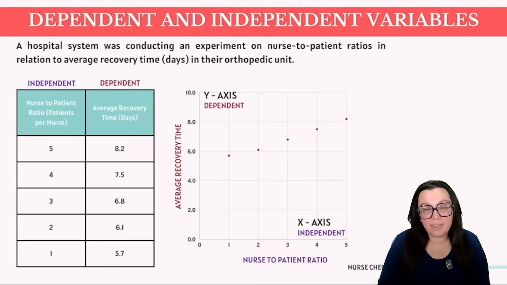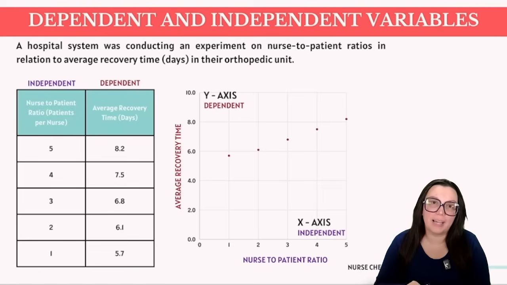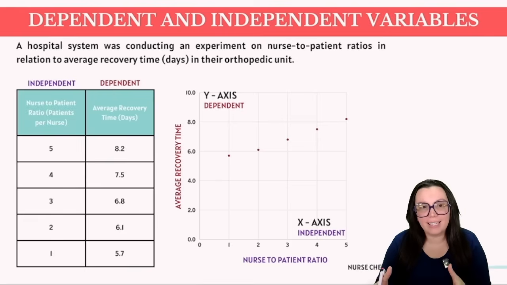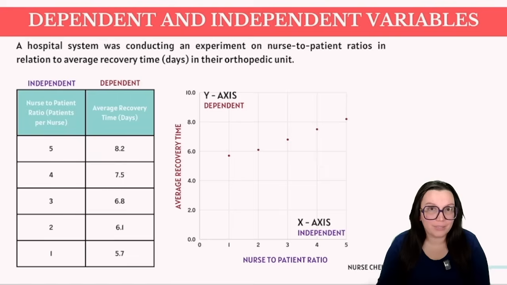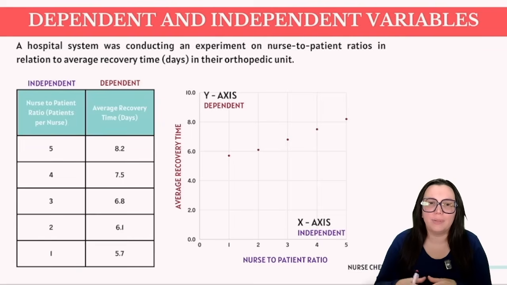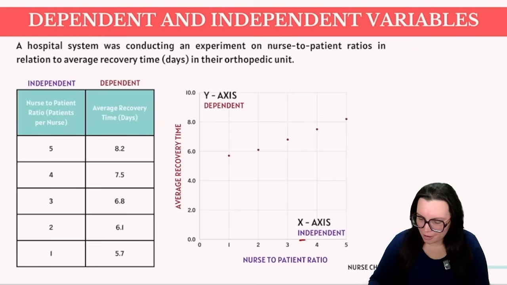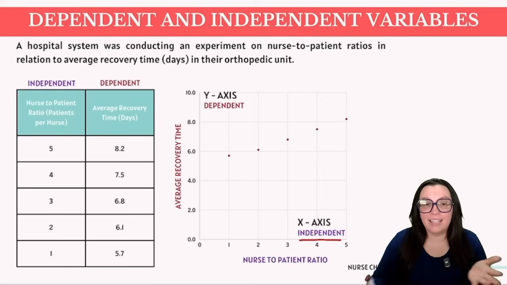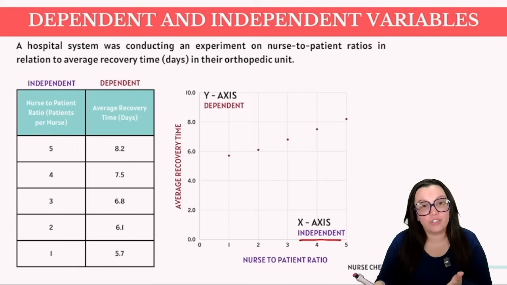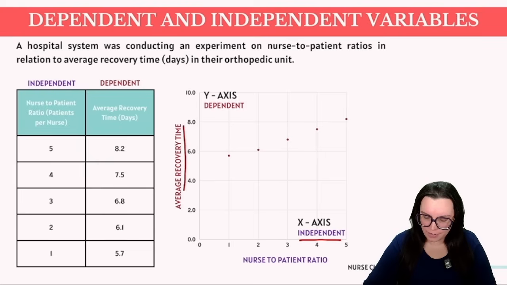Let's recall that our dependent variable is ultimately going to be influenced by our independent variable. So in our case, does the nurse-to-patient ratio depend on the recovery time, or is it the other way around? Given that in this experiment, we can choose the nurse-to-patient ratio, it implies that the ratio is the variable within our control. Hence, nurse-to-patient ratio is going to be our independent variable, which we are going to plot down here on our x-axis. On the other hand, the average recovery time, which we aim to measure, naturally is going to become our dependent variable, which we're going to plot over here on our y-axis.